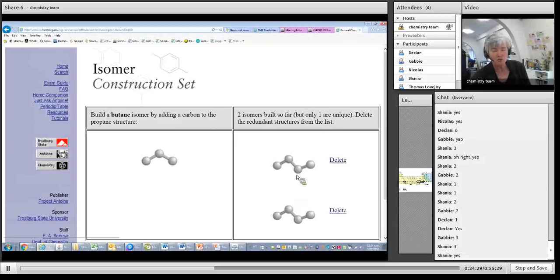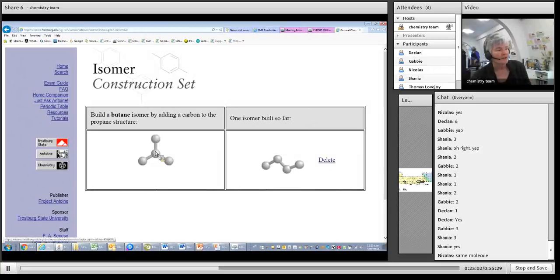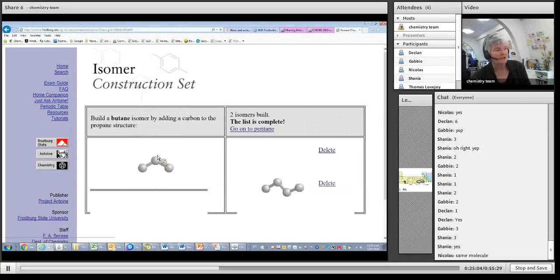Are these two isomers, or are they the same molecule? So you can say either I for isomers or S for same molecule. And the nice thing about this program, it tells you, it says 2 isomers built so far. In other words, you've had 2 goes, but only one is unique. So in other words, I've actually only got one, and it says delete the redundant one. So I'm going to delete one of those. Okay. So the only one I can do there is adding on over there.